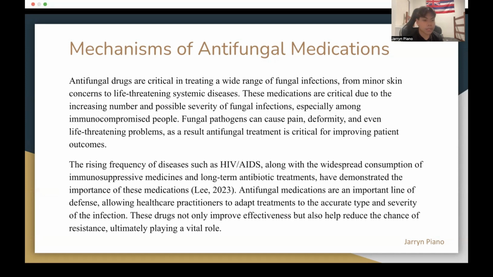The rising frequency of diseases such as HIV and AIDS, along with the widespread consumption of immunosuppressive medicines and long-term antibiotic treatments, have demonstrated the importance of these medications. Antifungal medications are an important line of defense, allowing healthcare practitioners to adapt treatments to the accurate type and severity of an infection. These drugs not only improve effectiveness, but also help reduce the chance of resistance, ultimately playing a vital role.